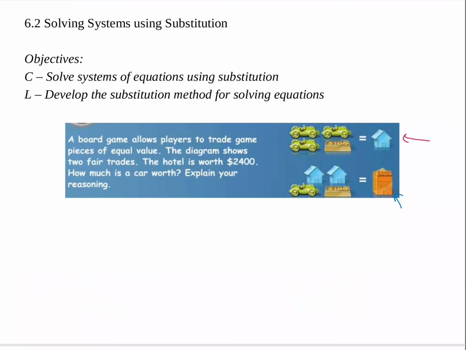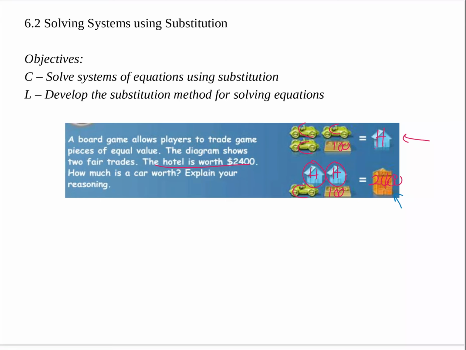So if I have 3 cars and $100, I can get a house. But down here, we have 2 houses, a car and $100. And that's going to give me a hotel. But they told us that a hotel is worth $2,400. So really, this hotel is actually just $2,400, okay? So if I say that each car is C, then 3 cars and 100 get me a house. I have a house here and a house here and a car and 100, and I get 2,400. I can turn this into an algebra problem pretty quick.